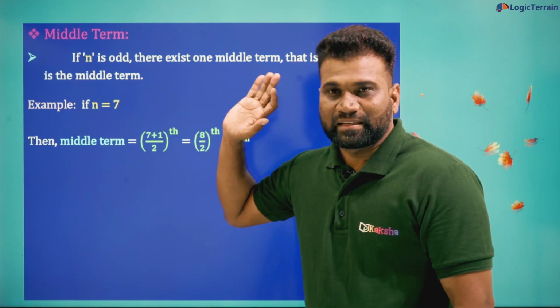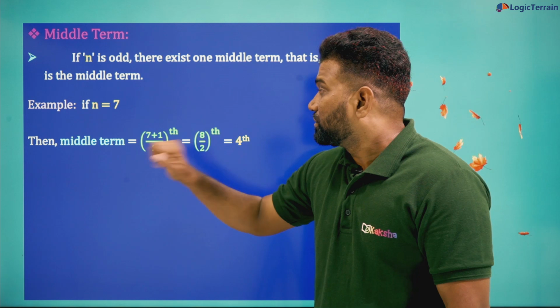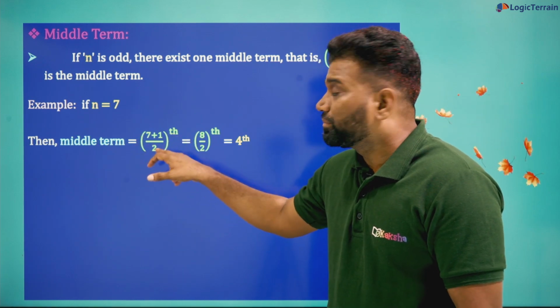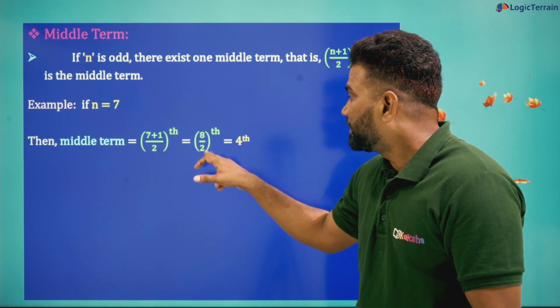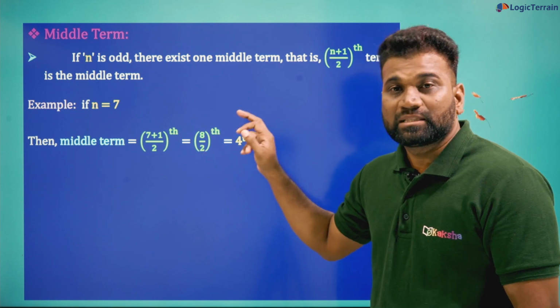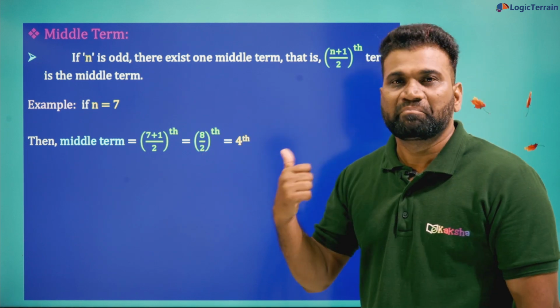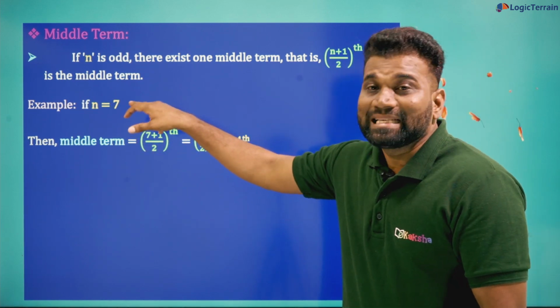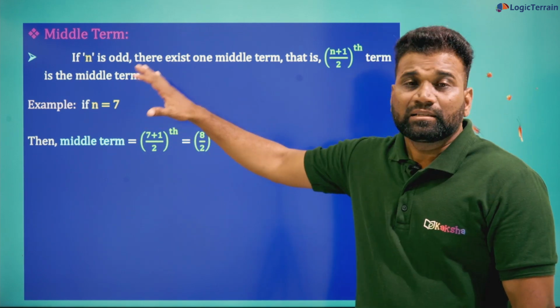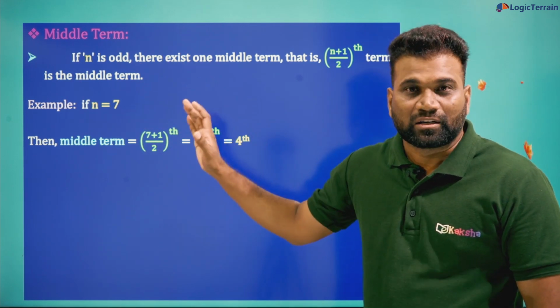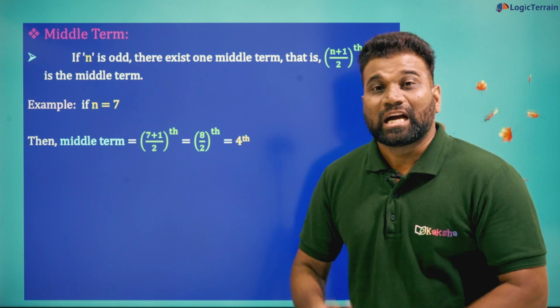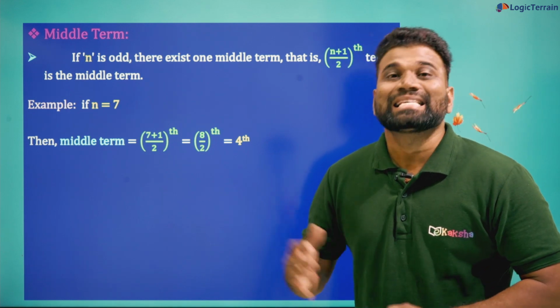If n equal to 7, here n is an odd number, so the middle term will be the (7 plus 1) by 2 th term, that is 8 by 2 th term. 8 over 2 is 4, so the fourth term will be the middle term if n is 7. Here we learned how to find middle term if n is odd. Now let's have a look at how to find middle term if n is even.